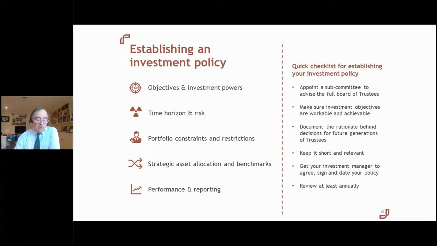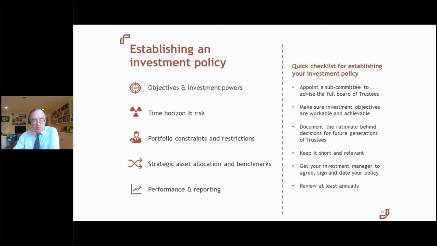Now, we would work with each charity to help them build up their policy, and we can provide quite detailed notes on the sorts of things that can be considered in each section. However, ultimate responsibility for the investment policy rests with the board. On the right-hand side of this slide, we provide a brief checklist. And I'd say that one of the most important points on this checklist is that it's well worth appointing a subcommittee to advise the full board of trustees. You'll make much faster progress.